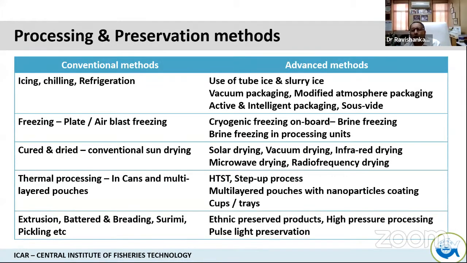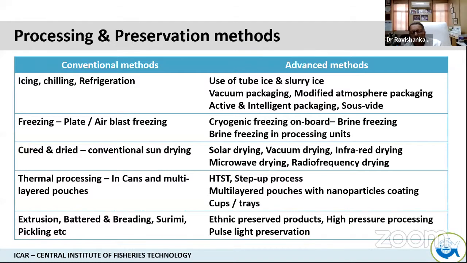Like vacuum packing, modified atmosphere packing. You don't need any machinery. You don't need much of an investment like you're talking of freeze drying or high pressure processing. And you're talking of freezing, simple cryogenic freezing, brine freezing. Cured products, again, you can go for solar drying, vacuum drying, infrared drying, which are all affordable technologies.